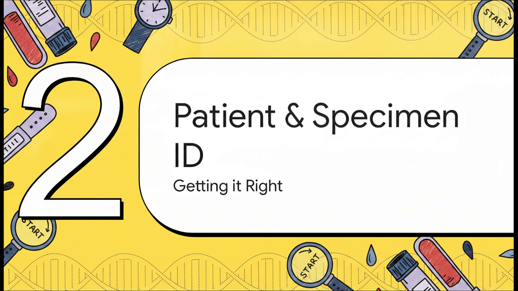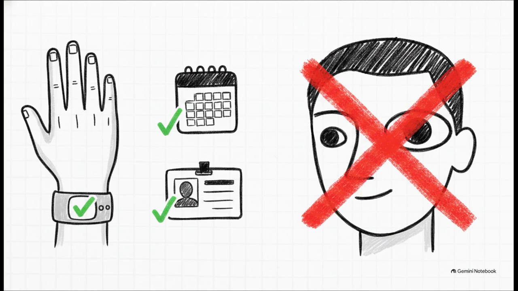Moving on to Section 2, proper patient and specimen ID, getting it right from the very start. Listen, the stakes here are incredibly high. Relying on looks is a catastrophic failure. You can never, ever just go off a feeling that someone kind of looks like the patient on the form. No way. Institutional policy requires strict, objective identifiers. Before a needle ever even touches an arm, a patient has to be identified using things like their full name, their unique hospital or lab number, and their date of birth.